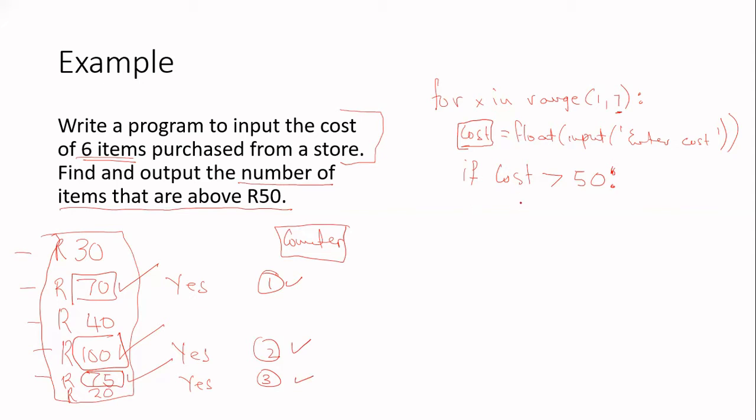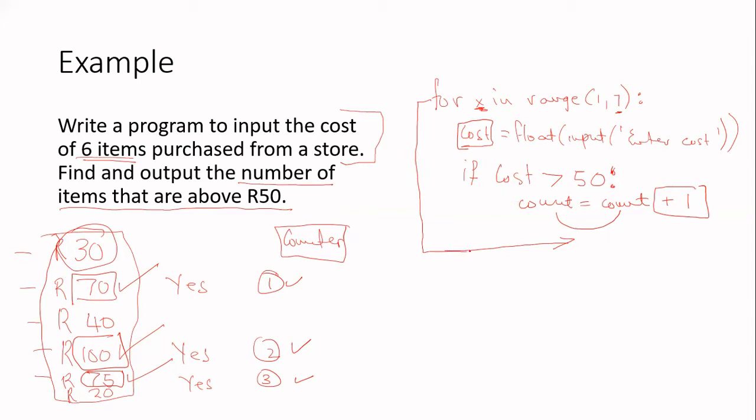So I need a counter. So count equals count, remember that's an accumulator, plus 1. So it's just going to accumulate by 1 each time the code executes. So the first time around, so there's my for loop. The first value x takes on is 1. I input the first cost. Let's assume it's 30 Rands. Is 30 greater than 50? No, it's not. Therefore, I don't come inside of the if.